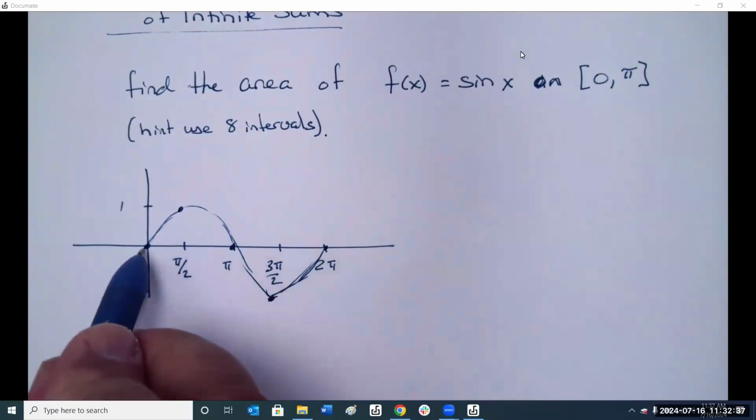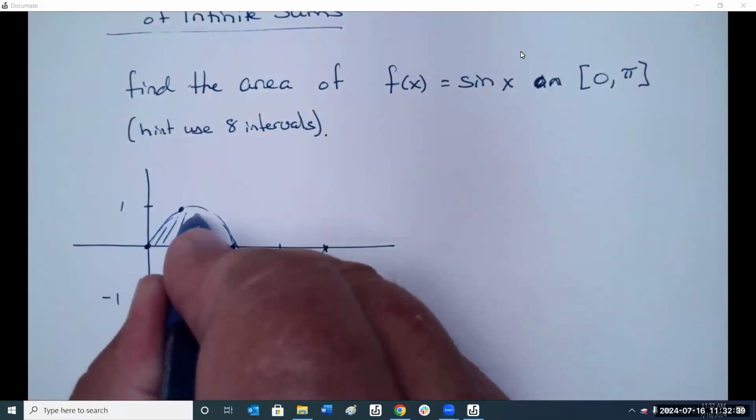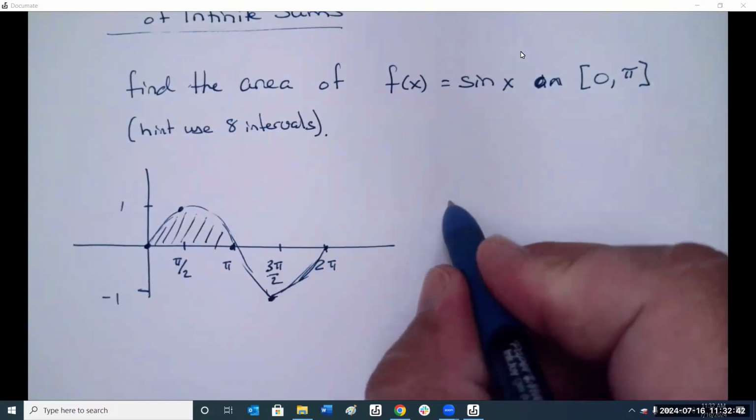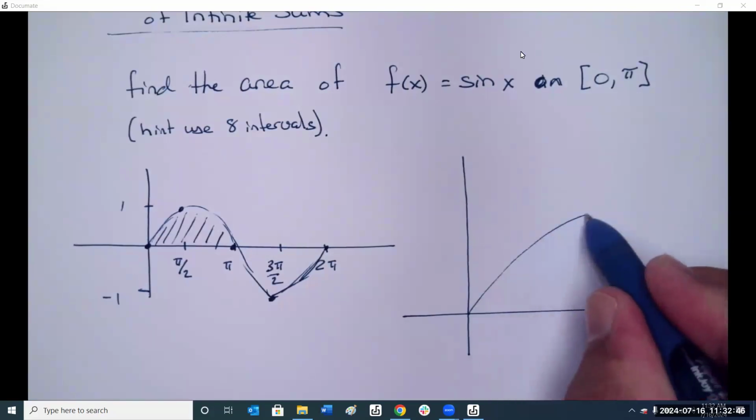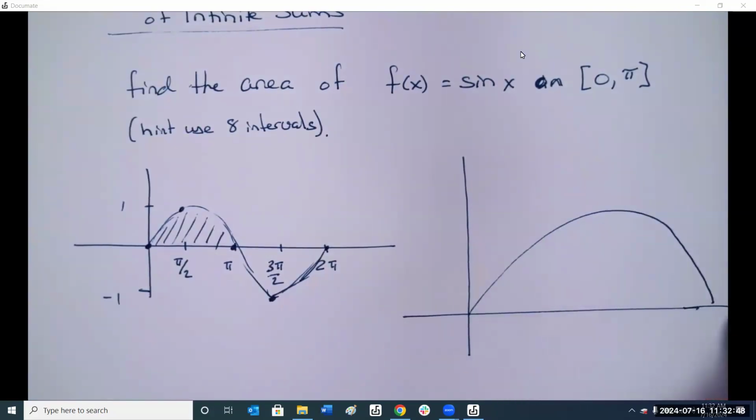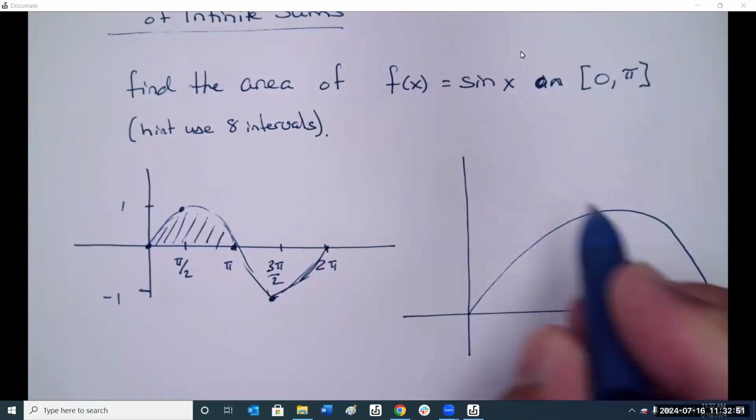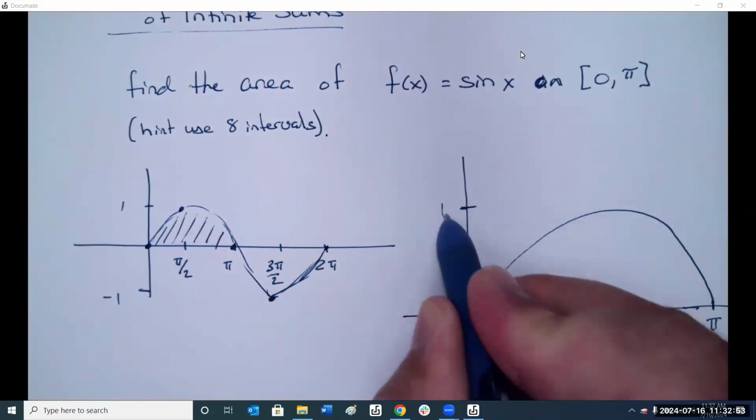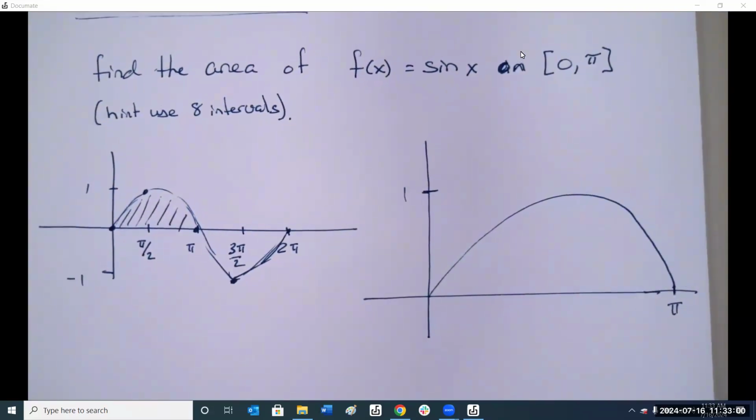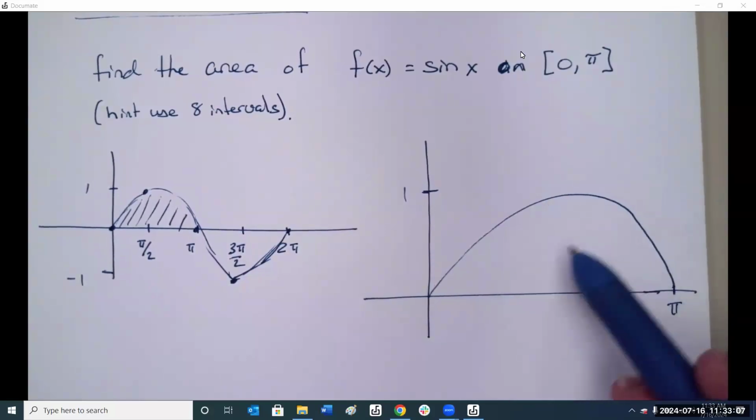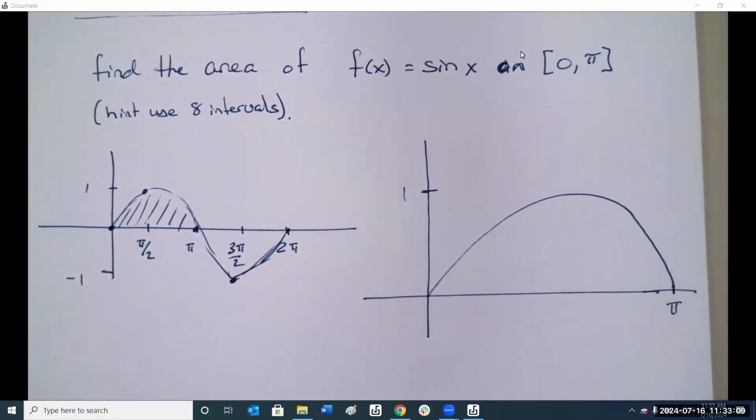We're only looking at it from 0 to pi. We want to know what this area is below here. The area is everything under the curve between the x-axis and the curve, everything below the function.